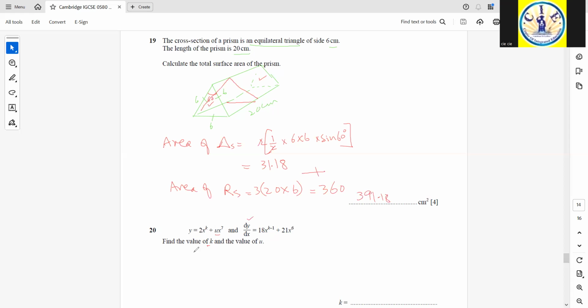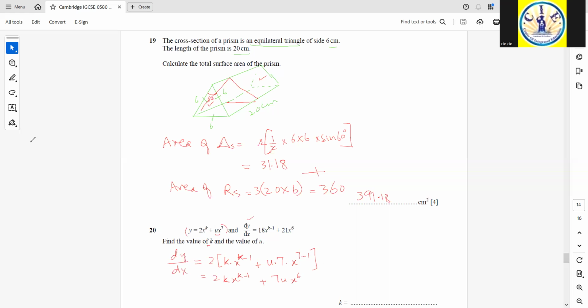Dy by dx shows that we need to differentiate this value of y. So let's differentiate it. Dy by dx is equal to 2 times the use of power rule, k times x raised to power k minus 1, then plus u times 7 and then x raised to power 7 minus 1, which is 2k x raised to the power k minus 1 plus 7u x raised to the power 6.